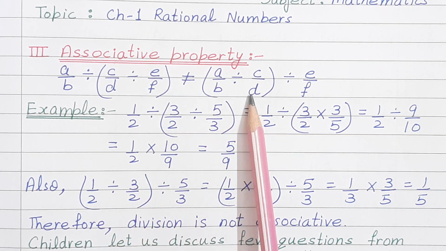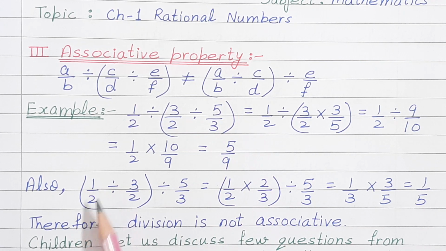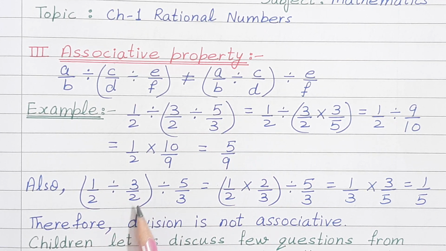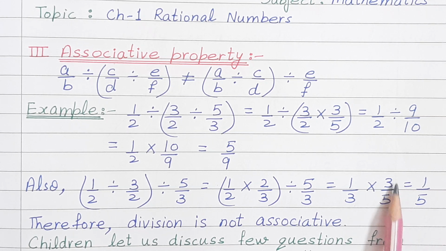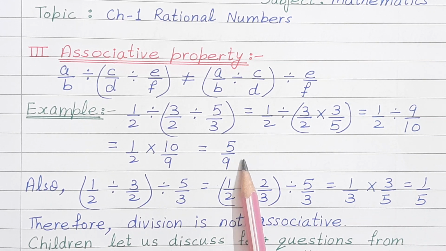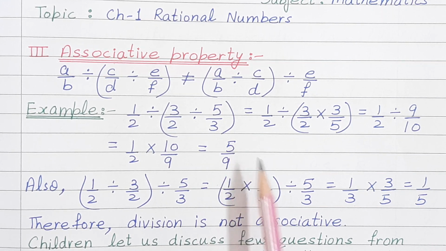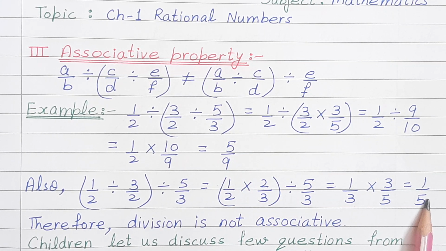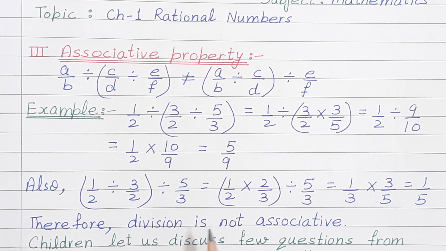Now let us put the values in the right hand side. So here 1 upon 2 divided by 3 upon 2 gives us the result as 1 upon 3. Now 1 upon 3 divided by 5 upon 3 is equal to 1 upon 5. Now students, you can see that left hand side is not equal to right hand side. Therefore, division is not associative. I hope it is clear to everyone.